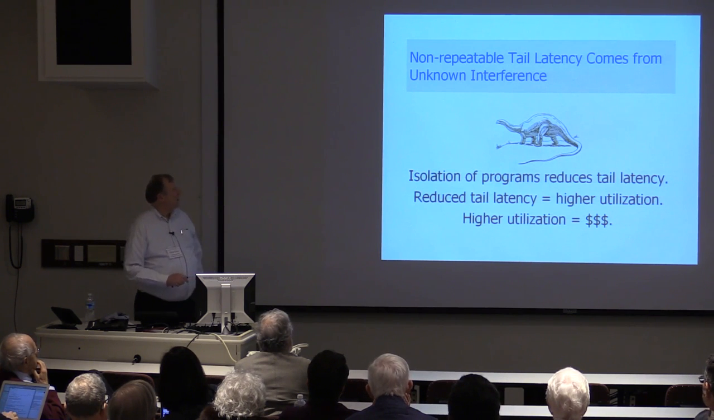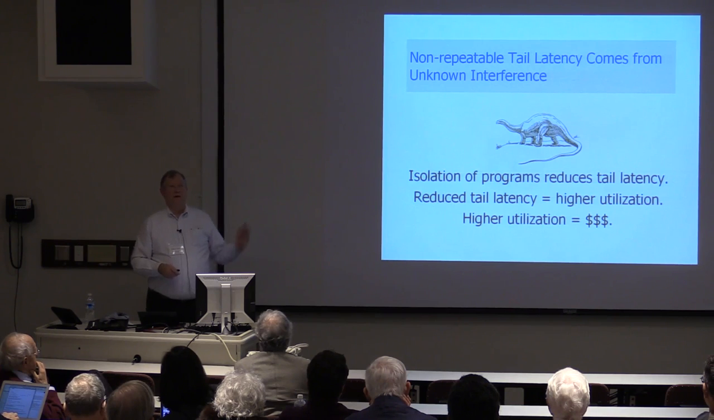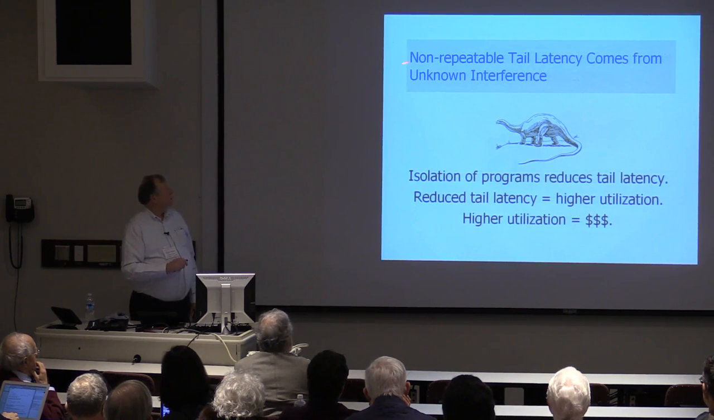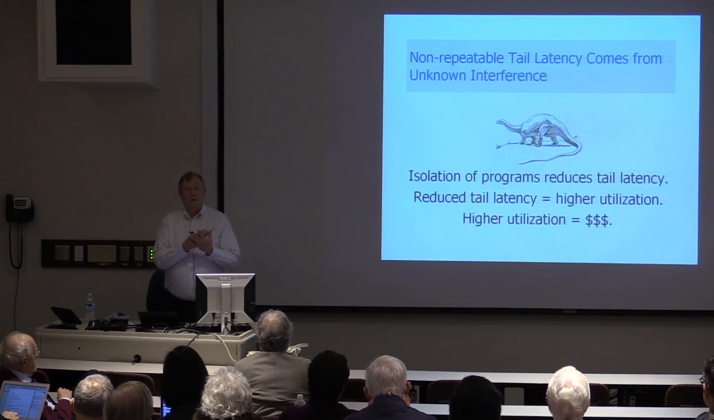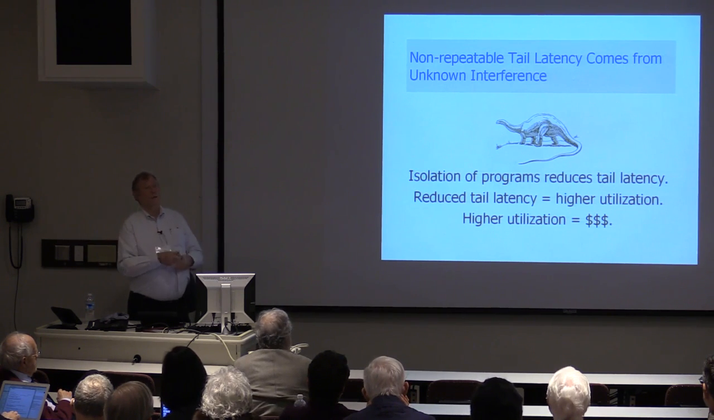So, and these are all non-repeatable. You go read the same block again later, it's fine, it's fast. So when you look at non-repeatable tail latency, it essentially has to be coming from some kind of unknown interference. Something got in the way. And the problem is you don't know what it is that got in the way. If you knew what it was, you'd fix it.